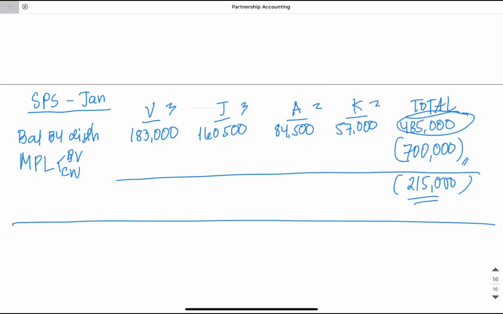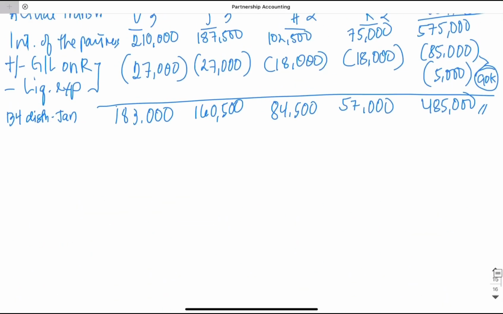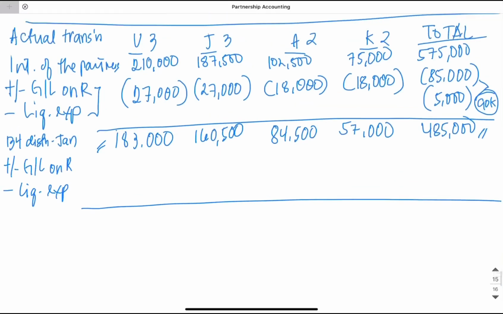So what will happen next? Since we cannot distribute any amount of cash, these balances will be your starting point for the month of February. So for the month of February, another gain or loss on realization should be recognized, as well as another liquidation expenses to be paid. Okay, so let's see again.